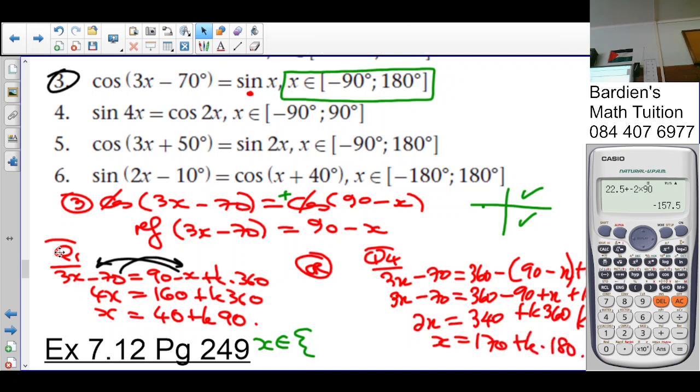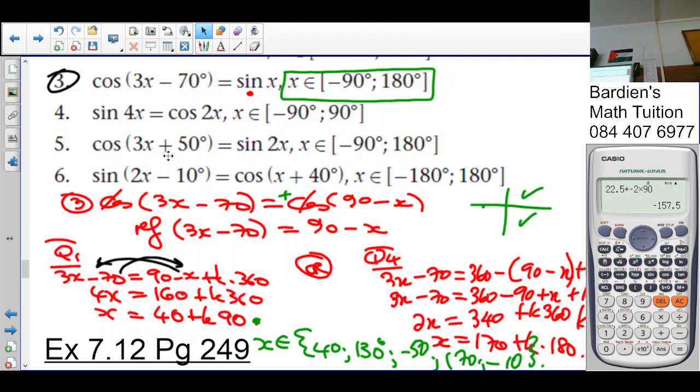Right, so let's go with it. Put 0 in the first branch, you get 40 out. Put 1 in that branch, I get 130, which is also inside. 2, definitely outside. Put minus 1, negative 50. Minus 2, outside. Put 0 in here, 170. 2 in, outside. Put negative 1 in, negative 10. Negative 2, outside. Right? Will you guys understand?